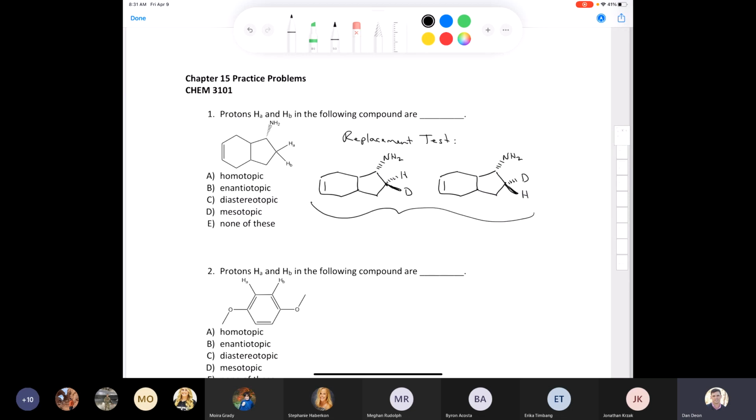You see that I have one chiral center that has remained unchanged, but the other chiral center is flipped. And so these are not enantiomers, these are diastereomers. And thus, the 2 protons, HA and HB, are in fact, as my student said, diastereotopic.